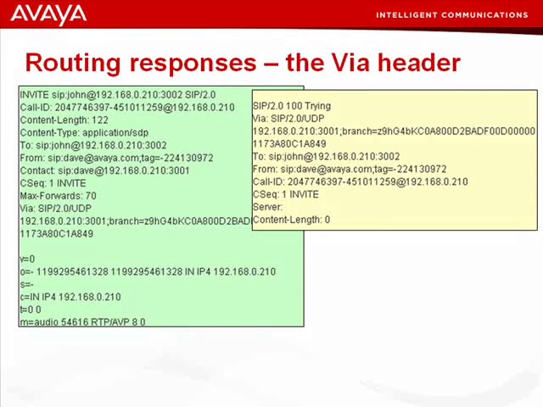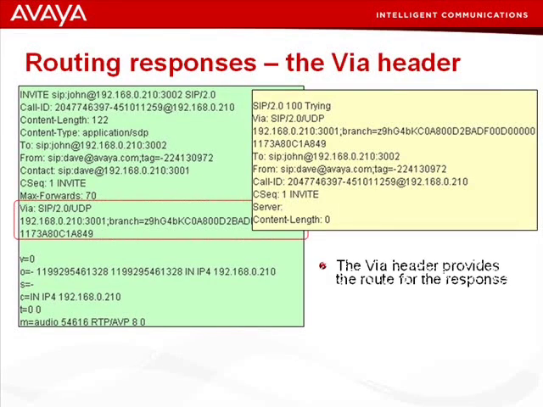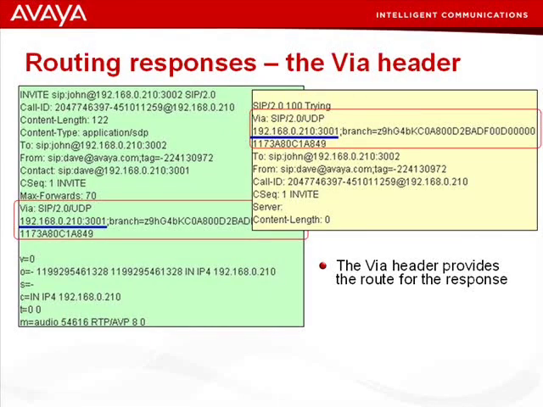Simple. It's the VIA header. The user agent client puts its own IP address in the VIA header of its outgoing request, especially for the purpose of telling the guys downstream where the response should be sent. The downstream user agent, in copying the VIA header address into its response, remembers to use that address in the routing of the response. So unlike the request, where the routing information is typically held in the request URI in the start line, the routing of the responses is different. It's the VIA header that provides the routing information for the response.